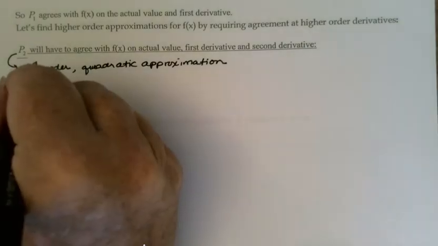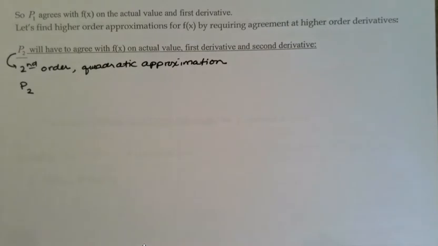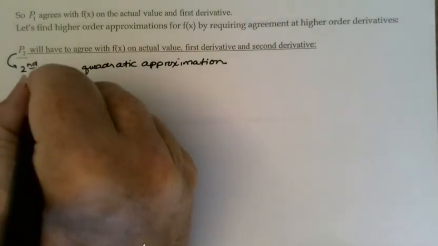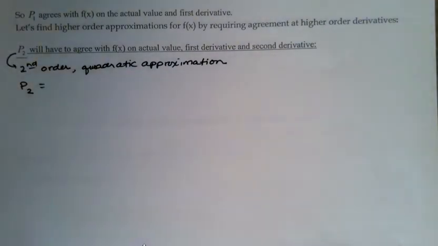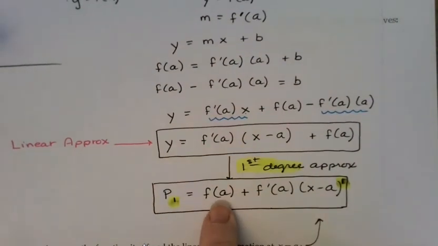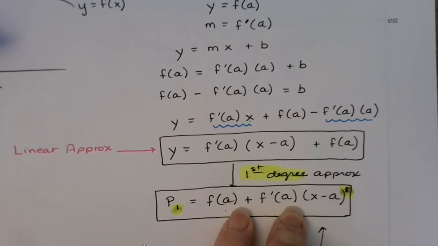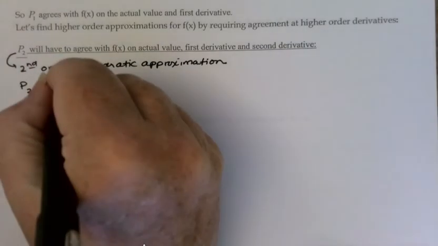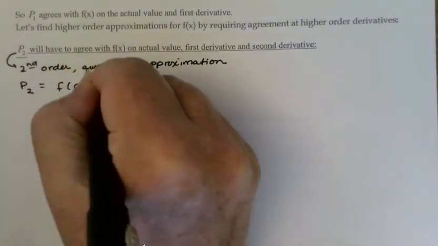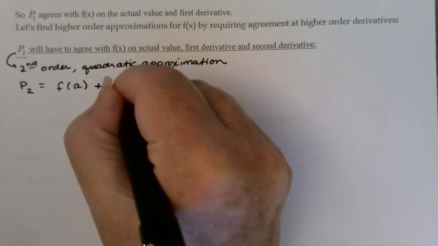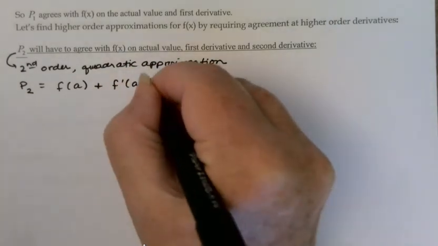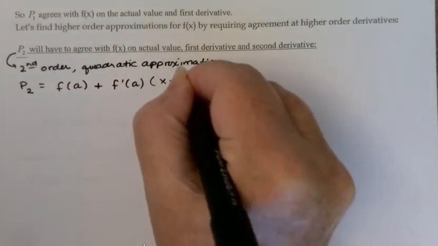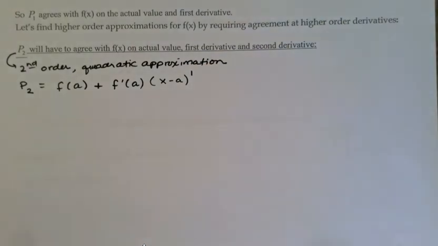Let's talk about the form that P2 would have to take. We're going to build on what we already know. P2 is going to start with these same two first terms. That's great because those already agree at the function level and at the first derivative level. So we're going to start with f of a plus f prime of a times x minus a to the first power.